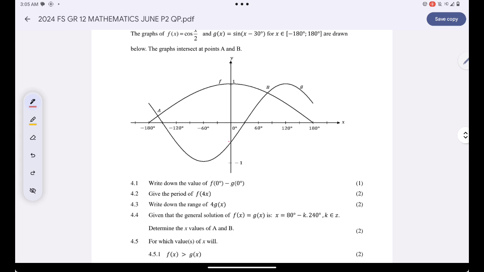Okay, I know that for the graph of g, if I put 0 whenever I see x, because for the y-axis, x is always 0 on the y-axis, right? So whenever I put 0 there, I'll have negative half here altogether, and then there it's just 1. So my vertical distance will be 1 minus negative half, which is equal to just 3 over 2.